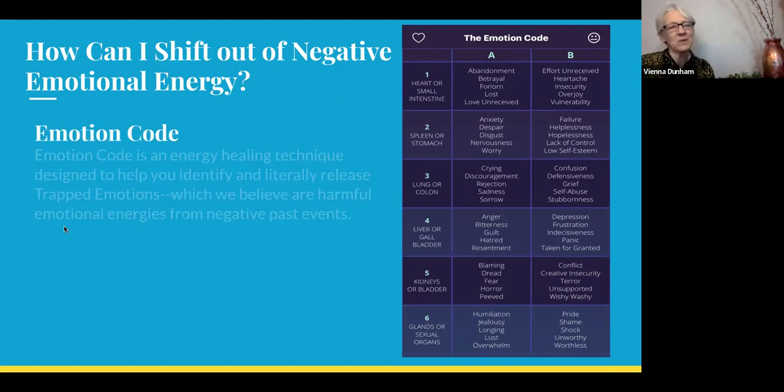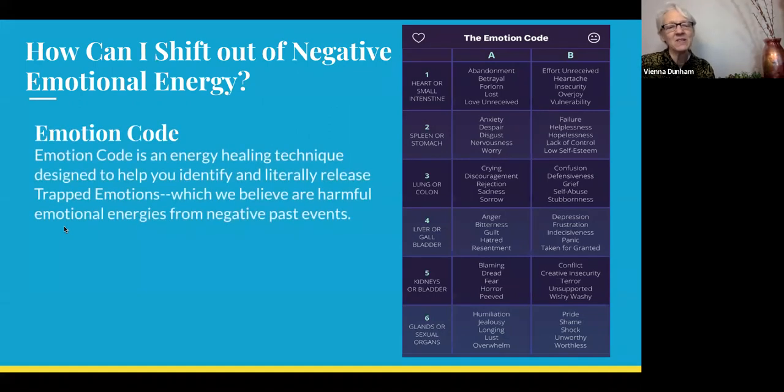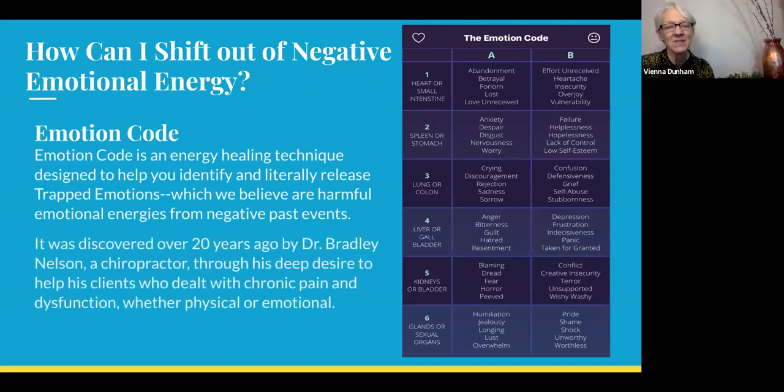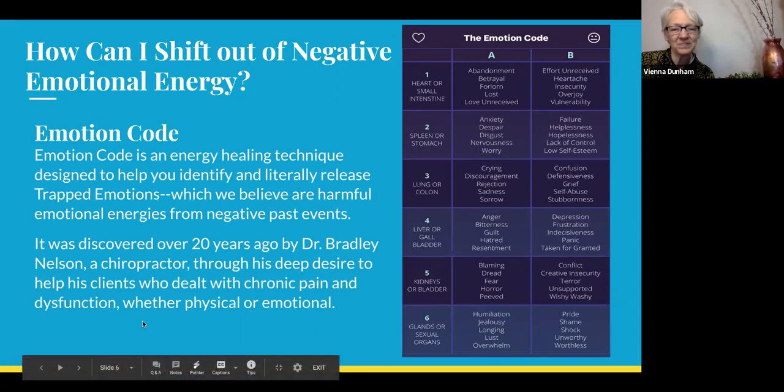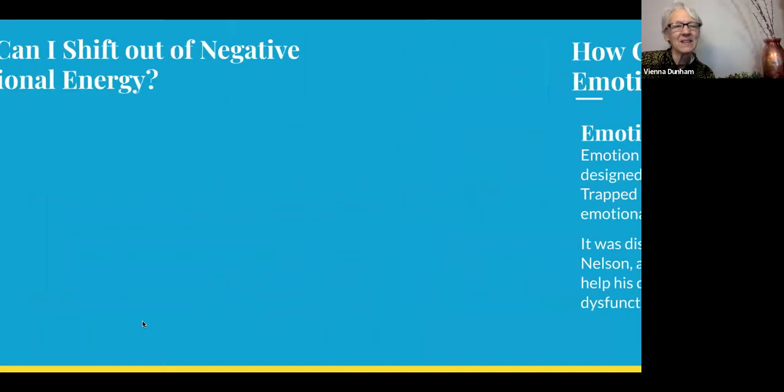So it's the Emotion Code. It's an energy healing technique designed to help you identify and literally release trapped emotions, which we believe are harmful emotion energies from negative past events. It was discovered more than 20 years ago by Dr. Bradley Nelson, a chiropractor, through his deep desire to help his clients who dealt with chronic pain and dysfunction, whether physical or emotional. So I put that all up for you in case you want to do a screenshot, because that definition can be helpful. I'll leave it up for another minute in case that is useful. All right.